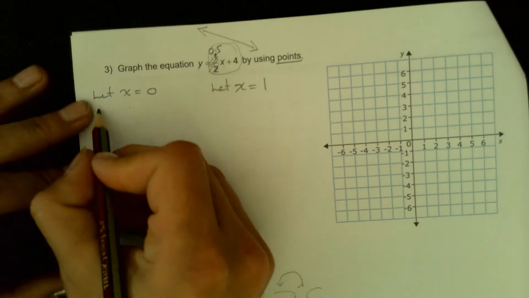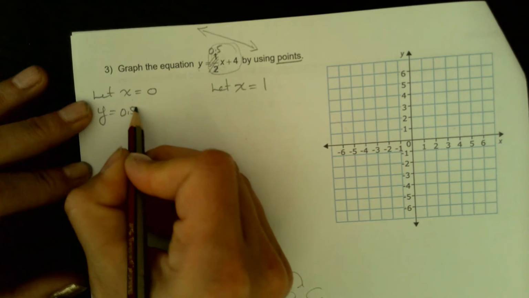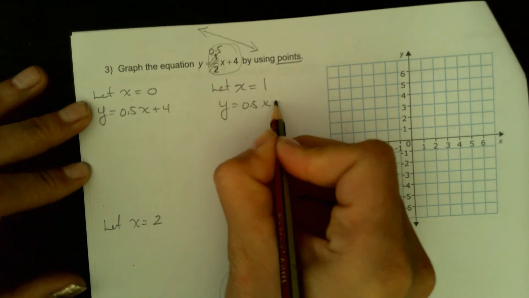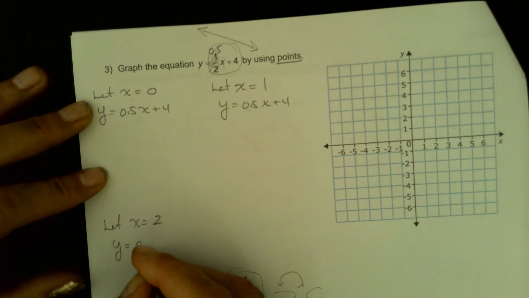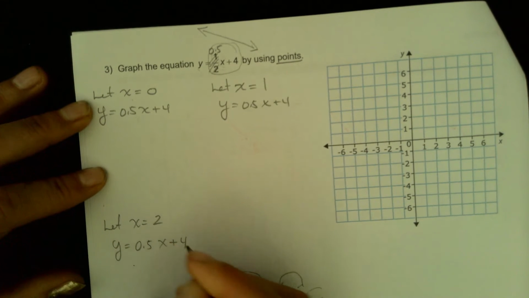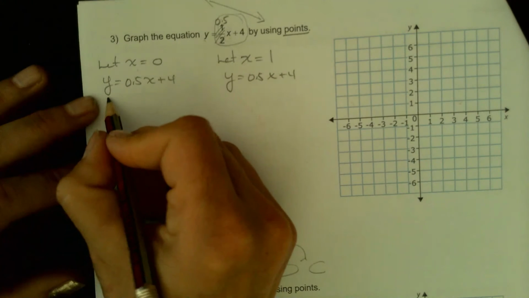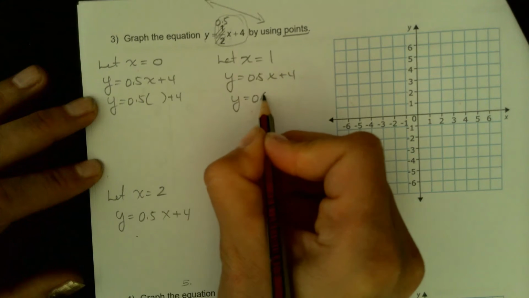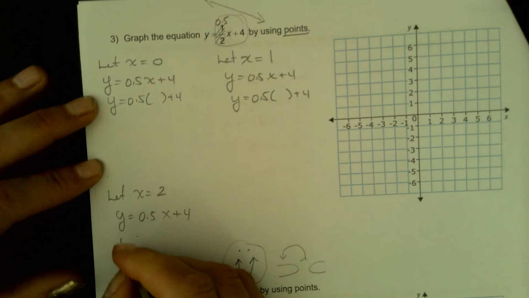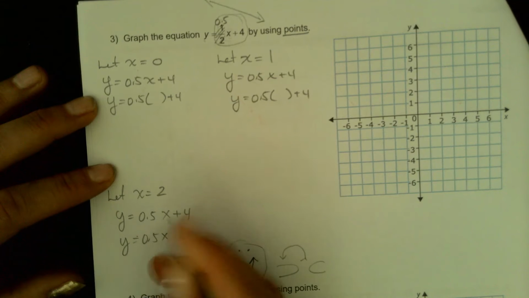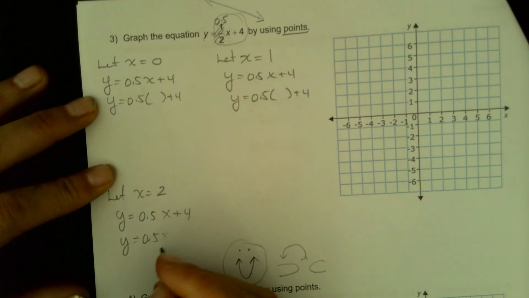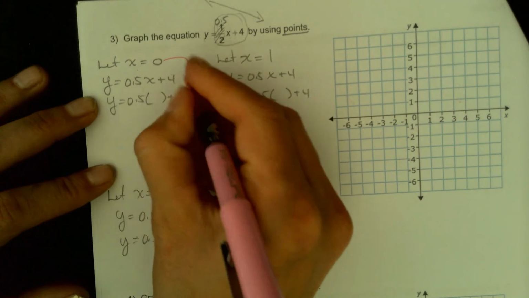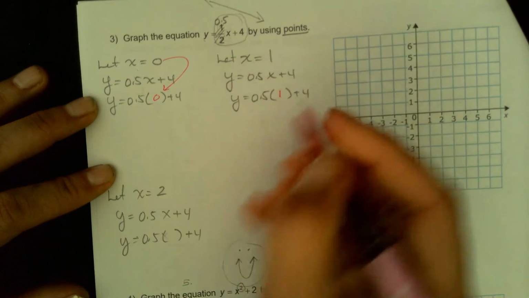So I'm going to write down the equation. And then wherever the x is, I'm going to put a bracket. Oops, that's not a bracket. So now I'm going to substitute in the numbers that we chose. So here I'm putting 0 here, 1 here, and 2 here.